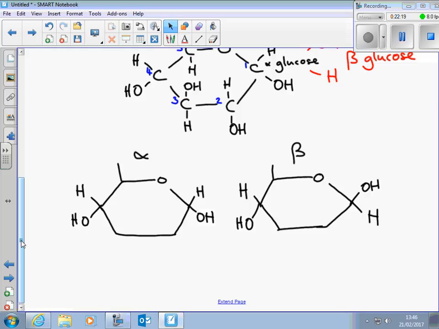Okay, the next one down, lactose: glucose and galactose joined together into a disaccharide. Where do we find lactose? In milk, yeah, and any sort of milk-based product, whether that's cheese or yogurt or anything like that, will have lactose in.